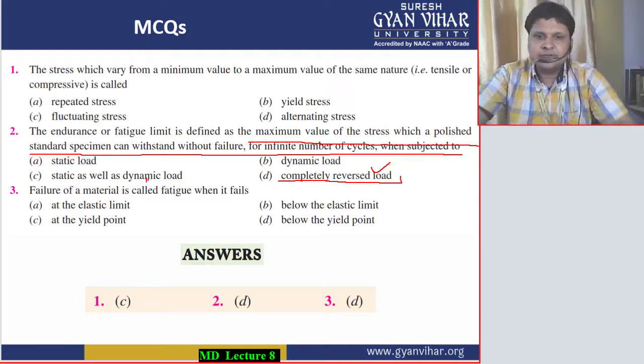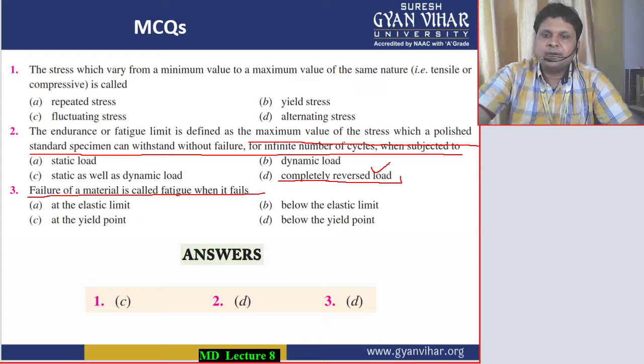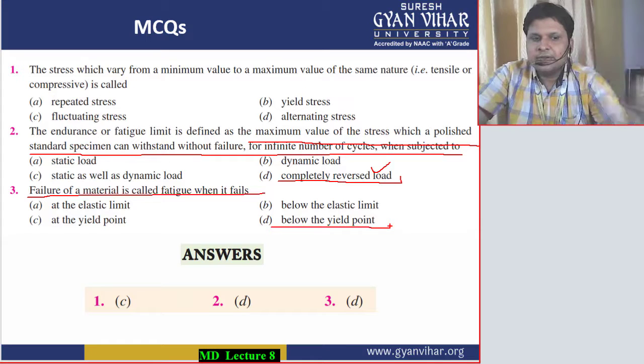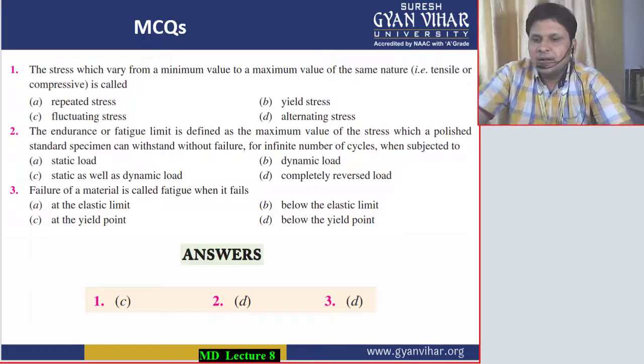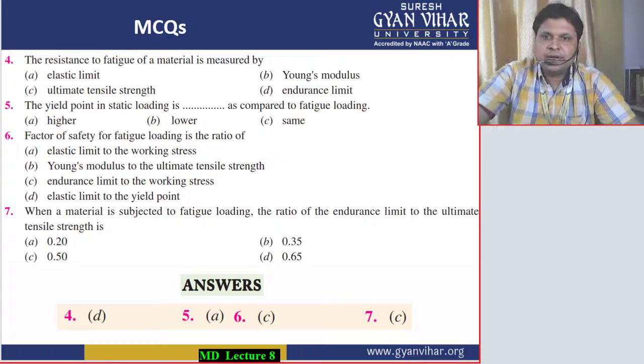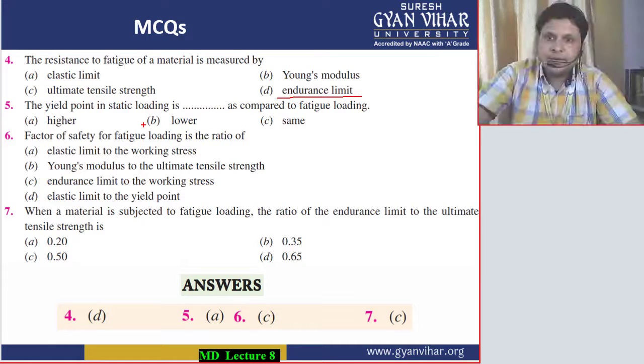In the third question, failure of a material is called fatigue when it fails beyond the yield point. Sorry, if a material fails below the yield point, it means there is some fatigue loading. We will look into that in the coming lecture also. Then our MCQ number 4: resistance to fatigue of a material is measured by, we all know, the endurance limit. The yield point in static loading is higher as compared to fatigue loading. So option A is correct for the fifth MCQ.